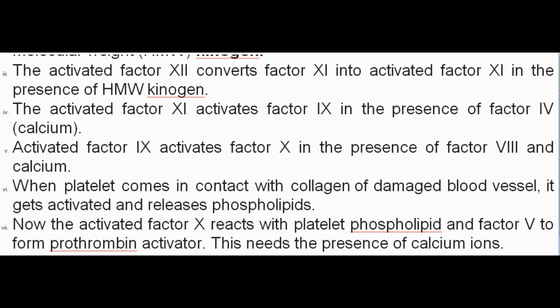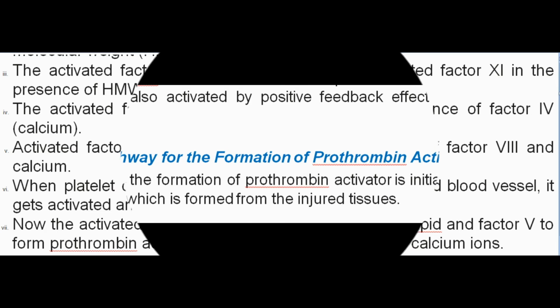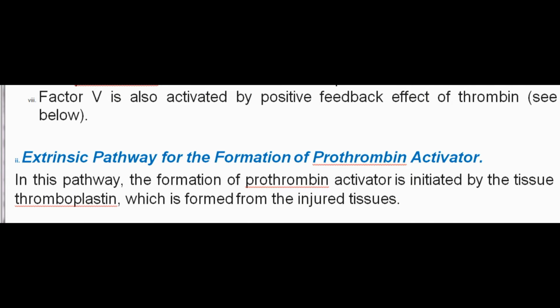Activated Factor 9 activates Factor X in the presence of Factor 8 and calcium. When platelet comes in contact with collagen of damaged blood vessel, it gets activated and releases phospholipids. Now the activated Factor X reacts with platelet phospholipid and Factor V to form prothrombin activator. This needs the presence of calcium ions. Factor V is also activated by positive feedback effect of thrombin, see below.